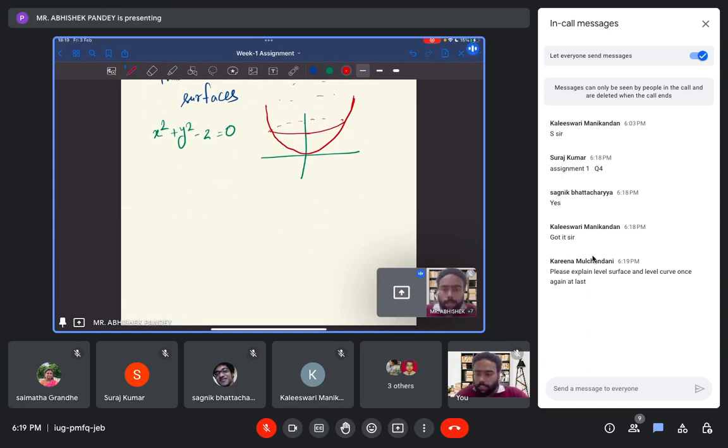Is it this year assignment 2023? Because we are not allowed to discuss this year assignment. That you have to do on your own. We are just helping you out how to solve those problems by discussing previous assignments or making assignments on our own. Is it clear, Suraj? Okay, Karina, please explain level surface and level curves once again at last. Okay, at the last I will explain again.